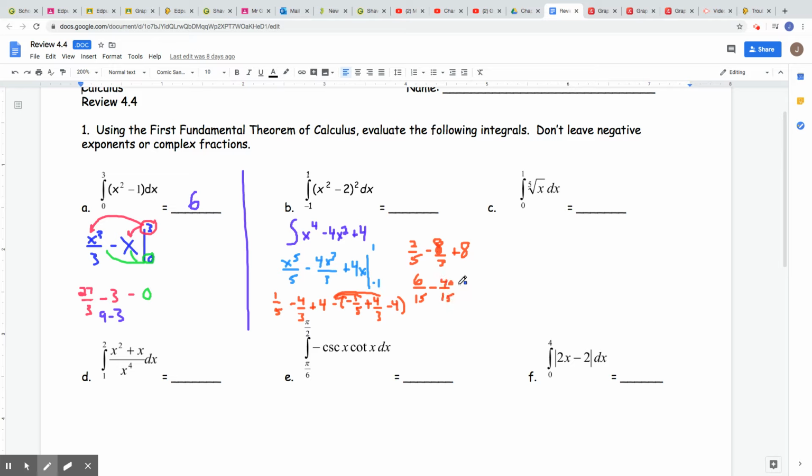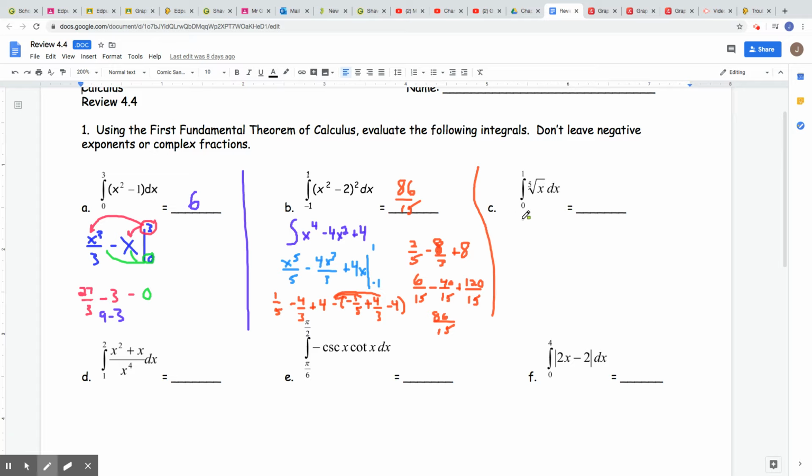15 times 8/3 is 40. All right. And how many 15ths is 8? 15 times 8 is 120. So you do negative 40 and 120 is 80. 80 plus 6 is 86. So you get 86 over 15. All right. And there's your answer for number 2. 86 over 15. All right. Number 3.